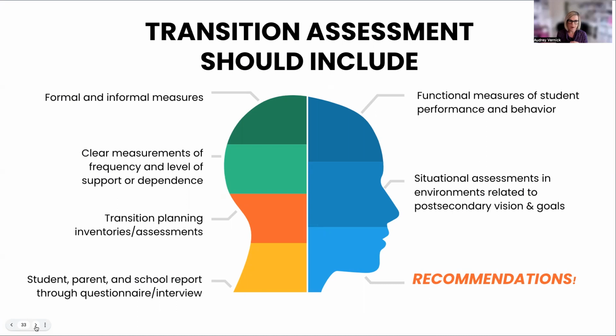It has to include those transition planning inventories and assessments. The student, parent, and schools should be interviewed. There should be questionnaires. They have to be part of the evaluation process. There need to be functional measures of the student performance and behavior. So what are their adaptive skills? What is their mobility like? What are their physical and functional ADLs? This might include a functional vocational evaluation.